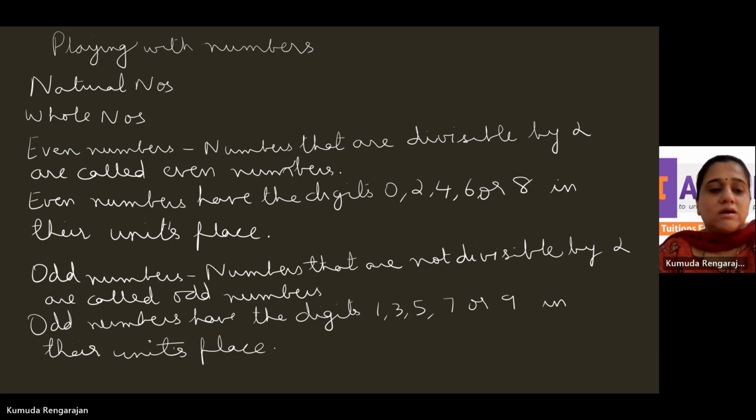No. Even numbers end with the digits 0, 2, 4, 6, or 8 in their units place. That is, they end with these digits. So when you look at the number, you can make out if it is even or odd. If I say 99763215570, it ends with 0, no? So it's an even number. Correct?